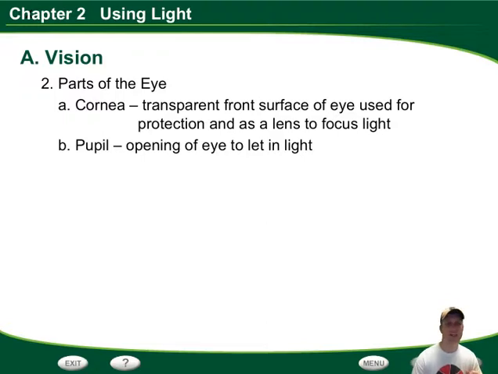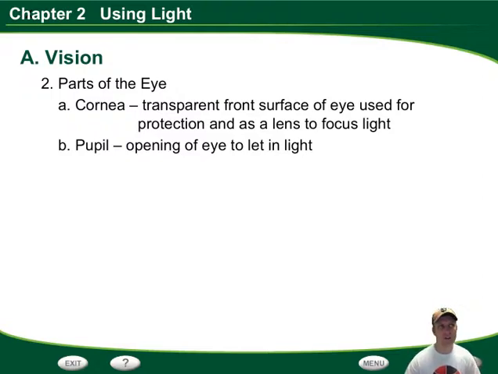The pupil is the opening of the eye, and it's basically just a circle that lets light in. It's hollow, it's open, and the pupil actually has some muscles that are attached to it through the iris that allow the pupil to expand or shrink depending upon the amount of light.